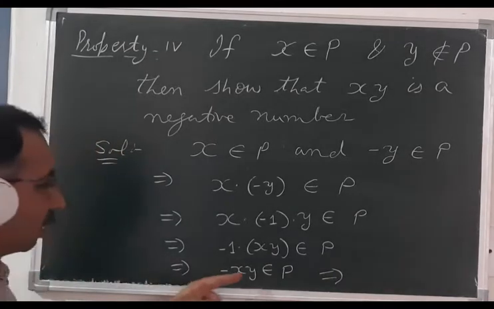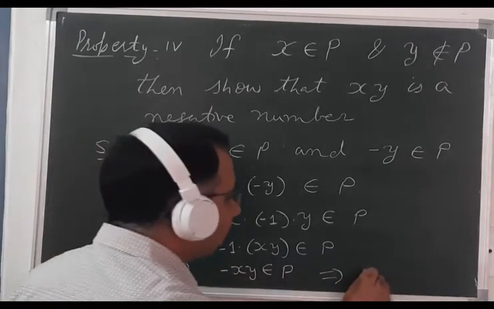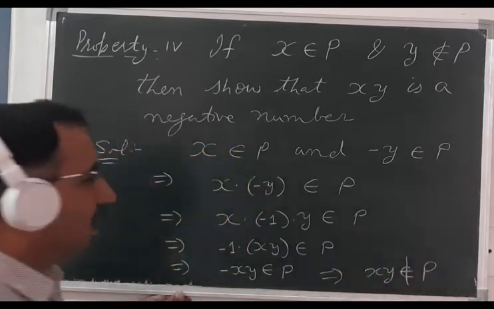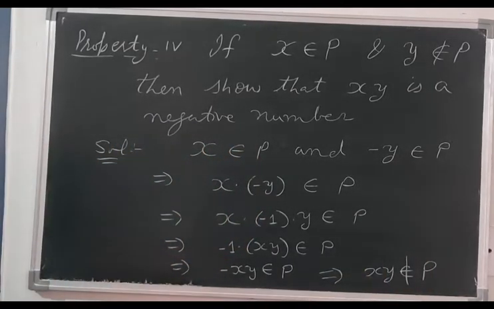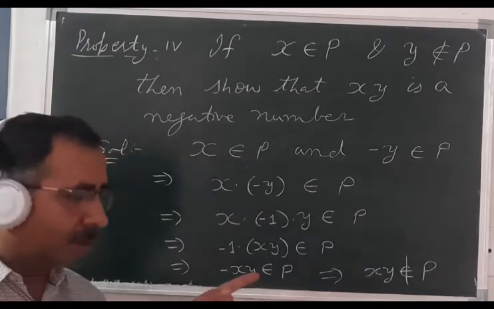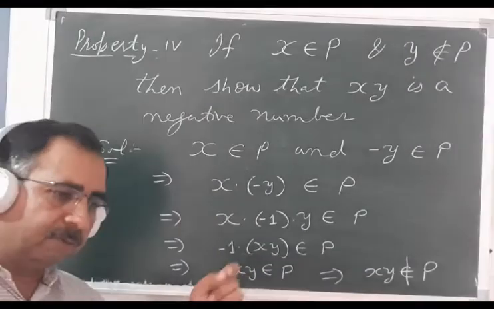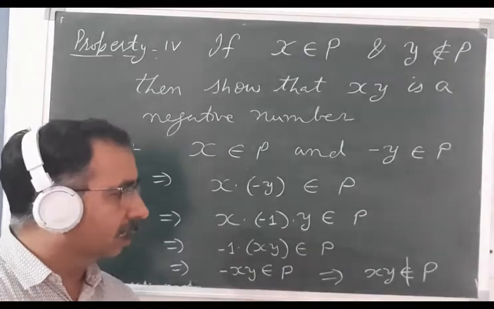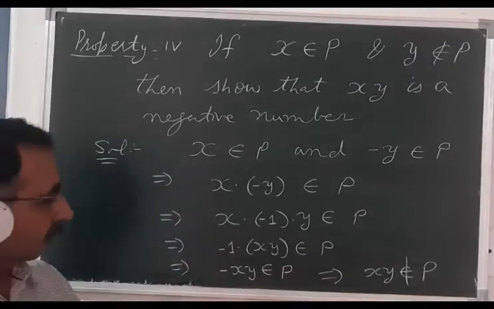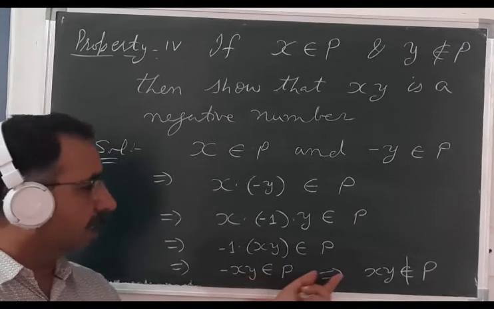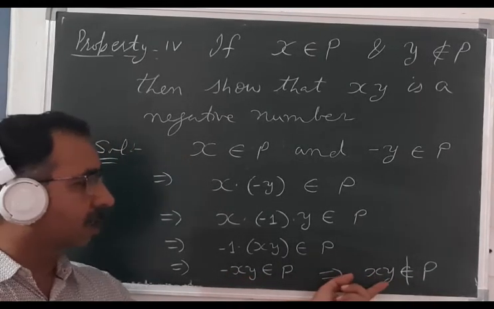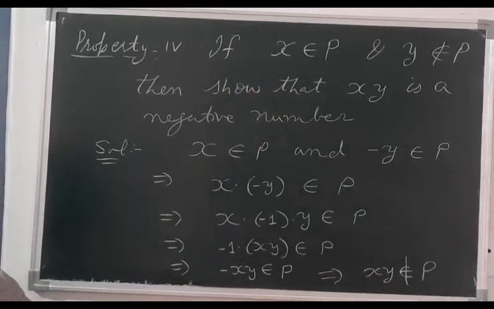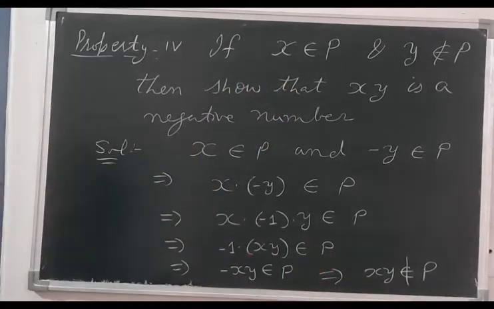If minus of xy belongs to P, it means xy does not belong to P. So this is the axiom of set P. Exactly one of the two numbers, x or minus x, is in P. So if minus xy is in P implies xy is not in P. It means xy is a negative number. So if x is a positive number and y is a negative number, their product is a negative number. This I have proved.